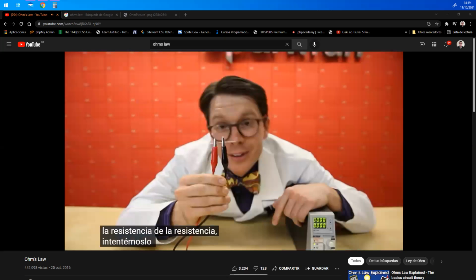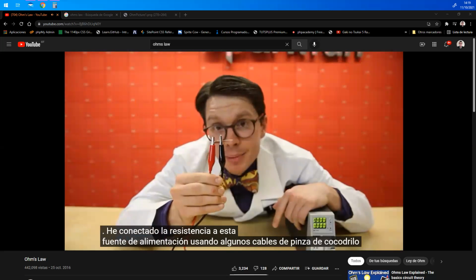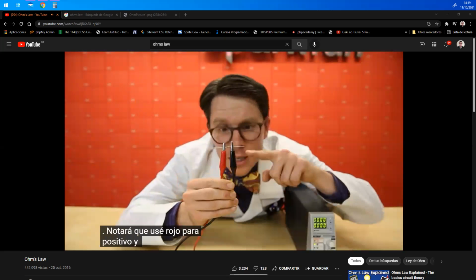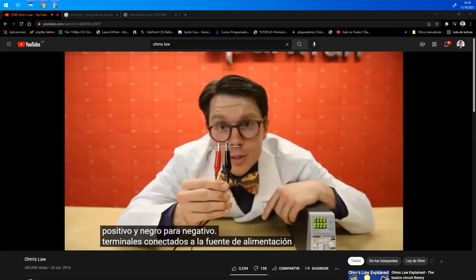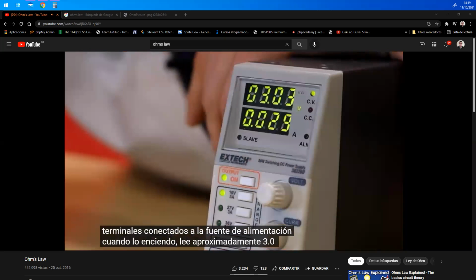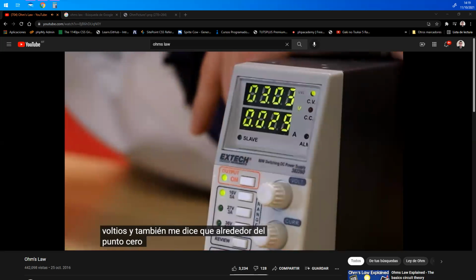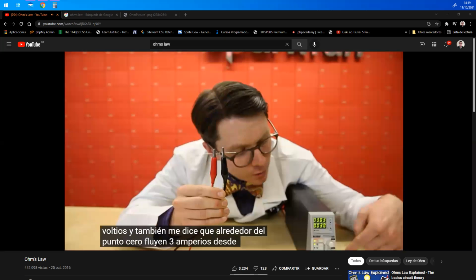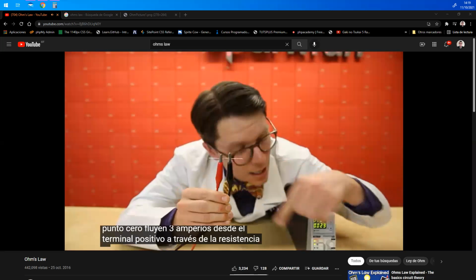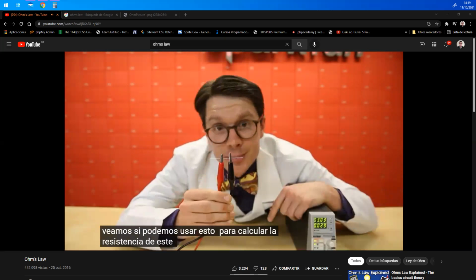Let's try it. All right, I've connected the resistor to this power supply using some alligator clip leads. You'll notice I used red for positive and black for negative terminals connected to the power supply. When I turn it on, it reads about 3.03 volts. And it also tells me that about 0.03 amps are flowing from the positive terminal through the resistor and back to the negative terminal. Let's see if we can use this to calculate the resistance of this component.